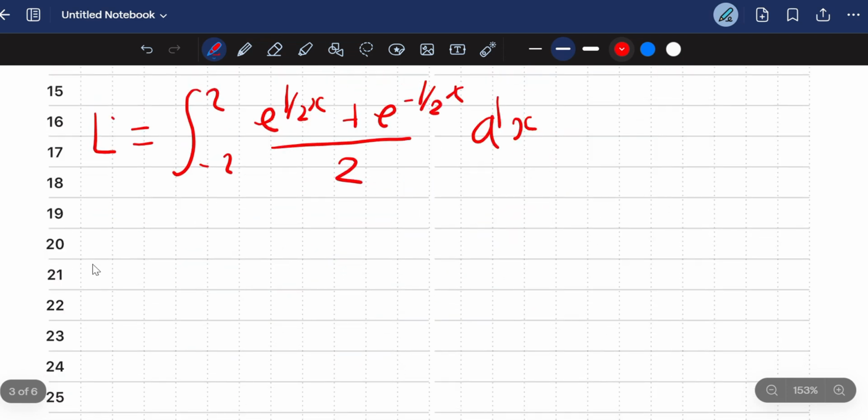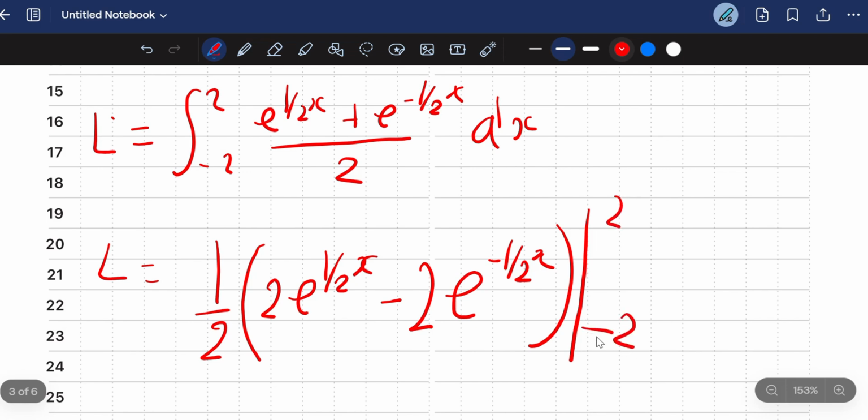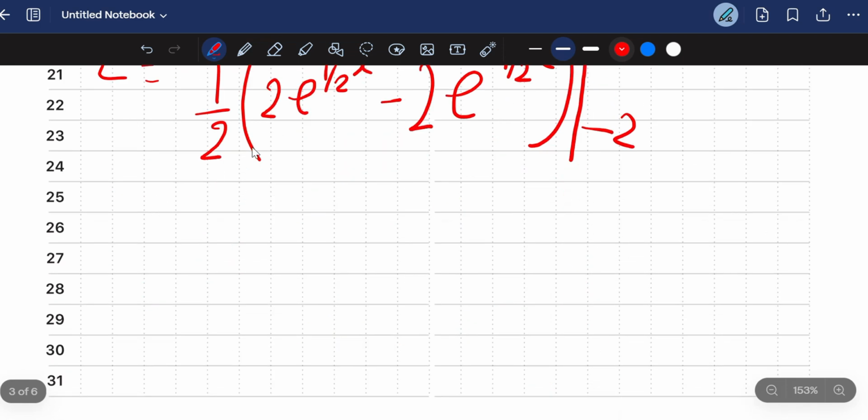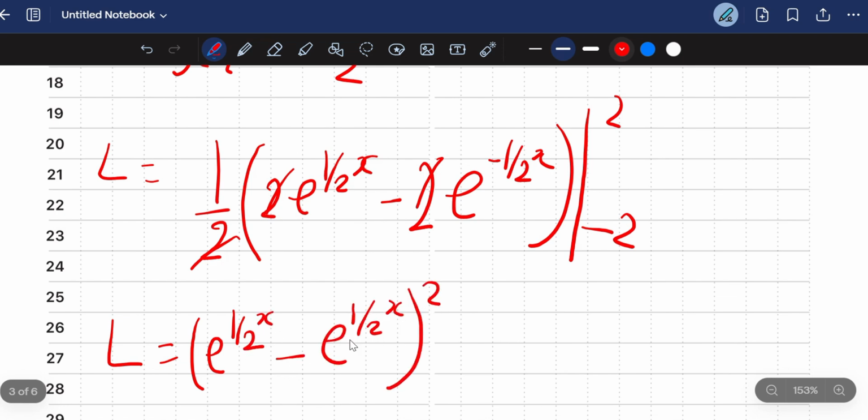Now, if we solve this integral, I can bring this LCM out, 1 over 2, and then I can find the integral of this. The integral of this is just going to be 2 e raised to the power of half x, minus, the integral of this is going to be 2 e raised to the power of negative half x, from 2 to negative 2. That's going to be our integral. And you can notice that these 2's cancel out if I open the bracket. So I'm just going to have my arc length. If I'm substituting, I'll first start by substituting 2. It's going to give me e raised to 1 over 2 x minus e raised to half x, whole squared. This is what I'm going to end up with.